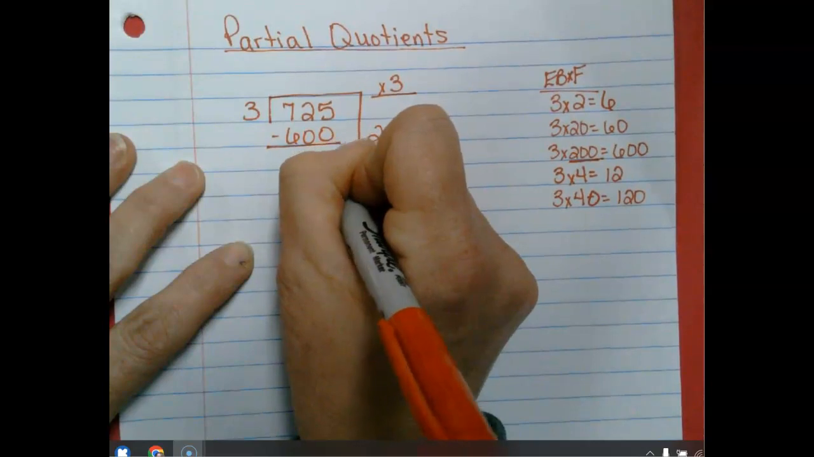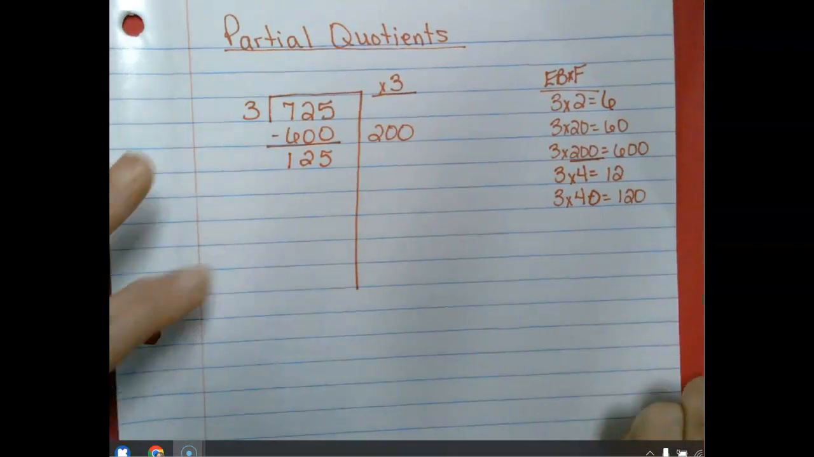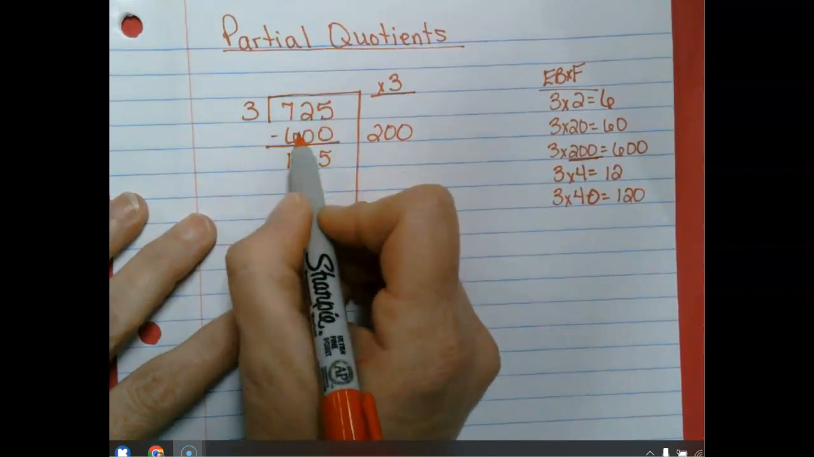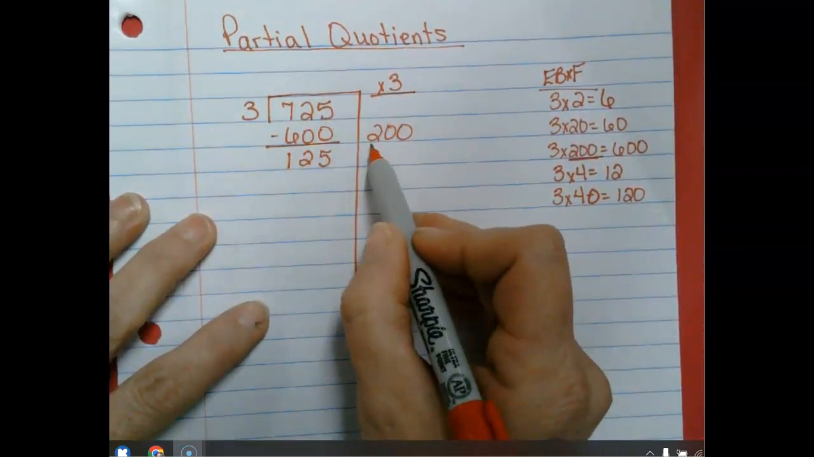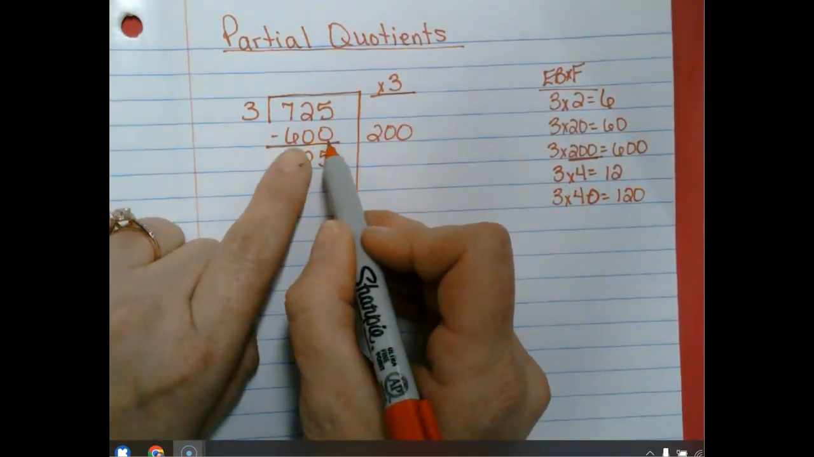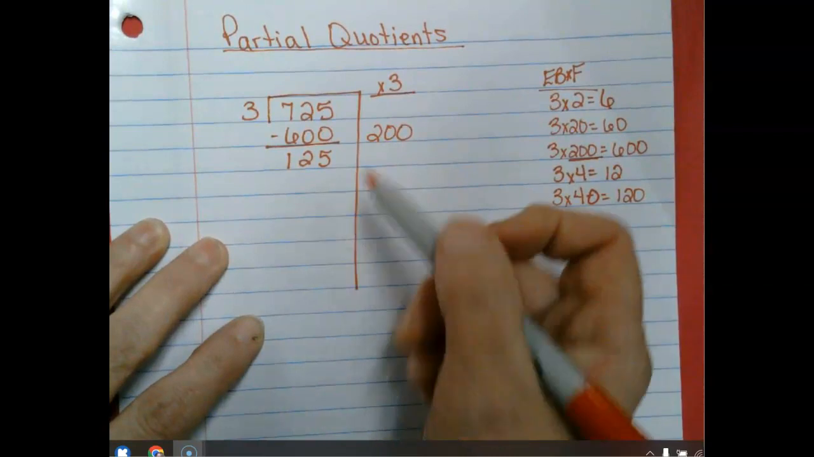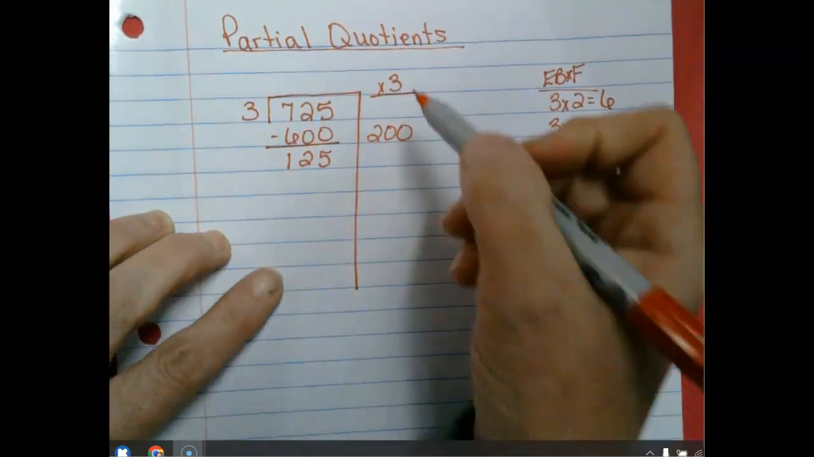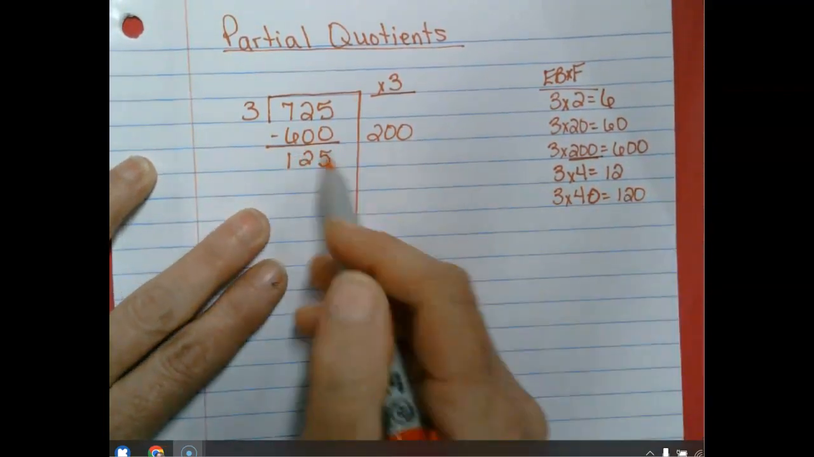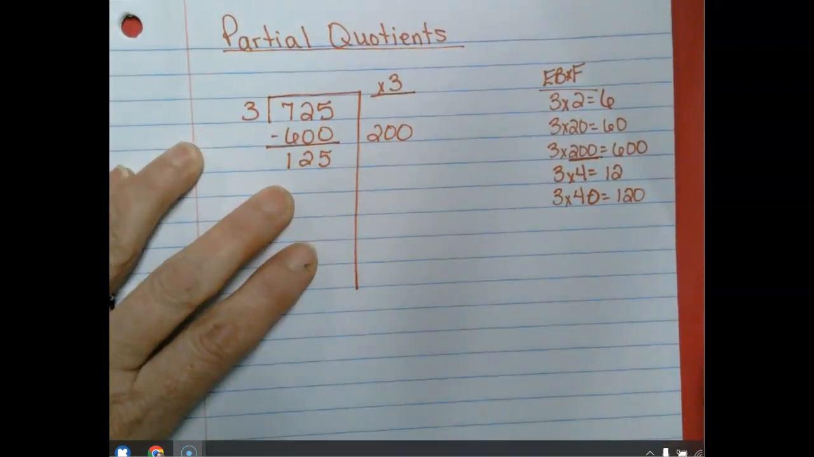5 minus 0 is 5. 2 minus 0 is 2. 7 minus 6 is 1. 125. So I took my dividend. I said, okay, if I multiply 200 times 3, that's going to be 600. So I'm going to go ahead and put 200 in each of my groups of 3. So that's what I've done here with these partial quotients. I've said, okay, I have 3 groups. I'm going to put 200 in each group. So now I've used 600 out of my 725. So when I did that, I have 125 remaining.